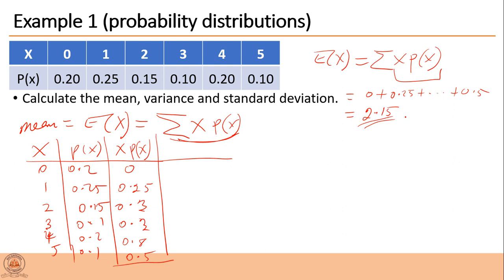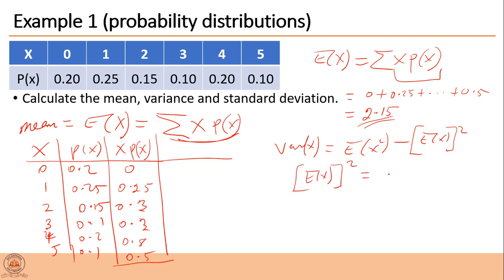Now, how do we get the variance? We said variance was the expected value of x squared minus the expected value of x, all squared. Fortunately, we have gotten the expected value of x. So the square of that goes to 2.15 squared, and we get approximately 4.6. So that is the square of the expected value of x.